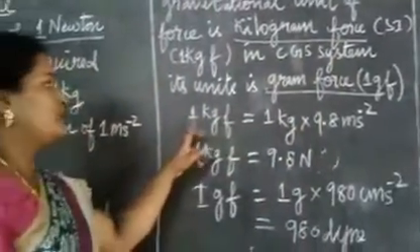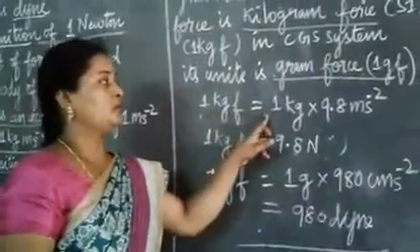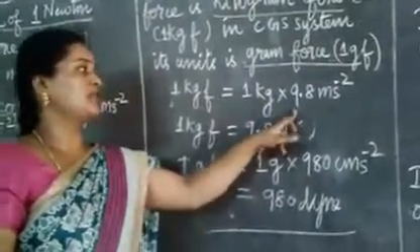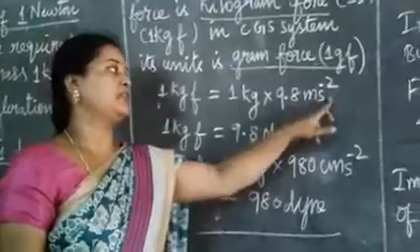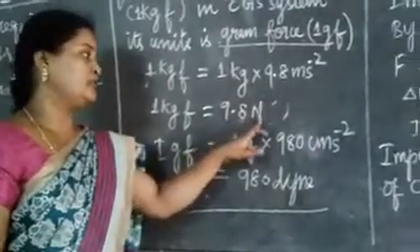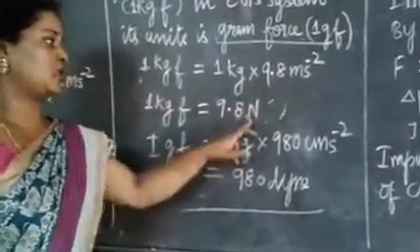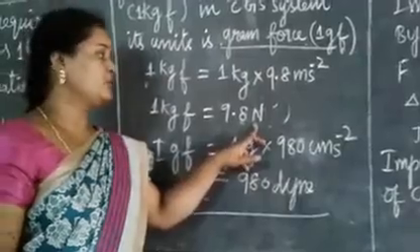We can denote it as, in the SI system, 1 kilogram force equals 1 kilogram into the gravitational acceleration value 9.8 meter per second square. Multiplying, the final value is 9.8 Newton. Newton means kilogram meter per second square, and shortly we write it as Newton.